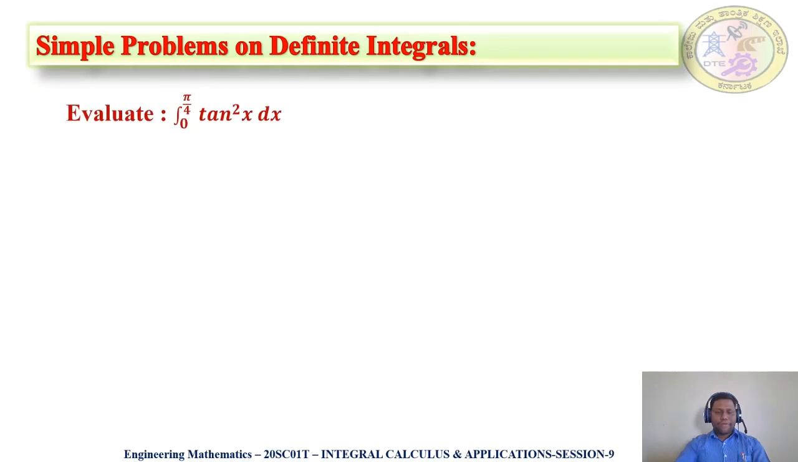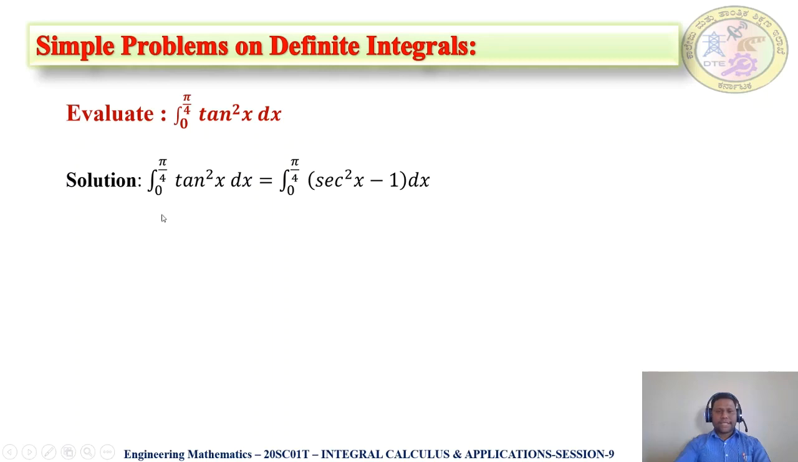Now we move on to another problem. Evaluate integration from 0 to pi by 4 tan square x dx. Again, for tan square x there is no direct integration. So for tan square x we have to write some other formula. We know that 1 plus tan square theta is equal to secant square theta. By using that formula, tan square x can be written as secant square x minus 1.